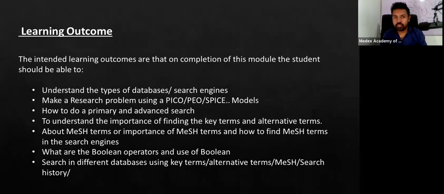How to use a Boolean operator? I think you may know about Boolean operators, but furthermore, you will learn during this session, right? Okay, then finally, how to do the search by using different databases and also key terms. Right, let's see.